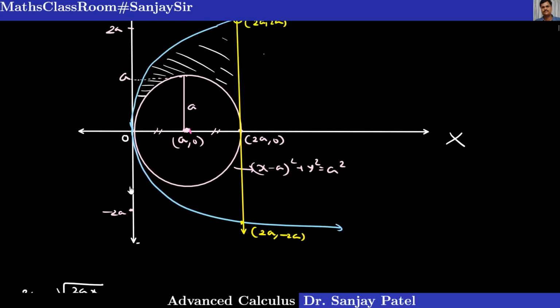For changing the order of integration and integrating with respect to x first, we have to look for an arbitrary strip in the region of integration. If I take a strip parallel to the x-axis, then if it is here, the left hand curve is this parabola and the right hand curve is the circle. If the strip is over here, then the left hand curve is the parabola, but the right hand curve is this straight line. And if the strip is taken in this portion, then the left hand curve is the circle and the right hand curve is the straight line.